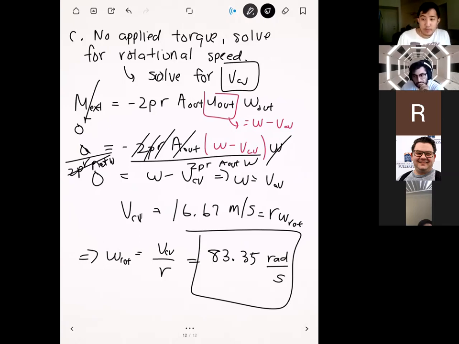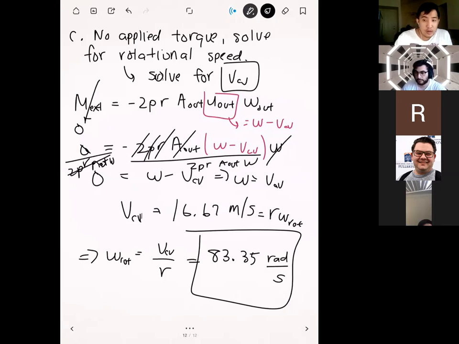Right. So that was a pretty long example, but I picked it because it showcases everything that you can do with angular momentum problems. So, we talked about the sign convention, and we talked about what happens if you have a moving control volume, and we had this bonus part C right here, where if you have no external force, what are some of the things that you can solve for?